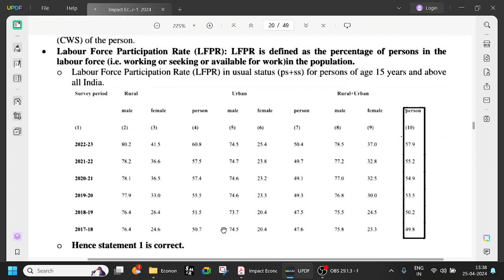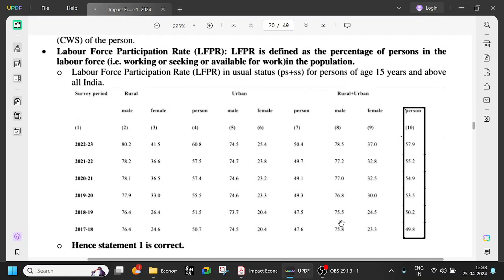In urban areas, okay, total is 50, but 74 for male. So, same more or less. Actually, it is reduced. In rural areas, women are working more, because they are involved in agriculture and all. In urban areas, women are working less. Okay, rural plus urban, again, it is more or less similar. So, around 75% of the men are working.